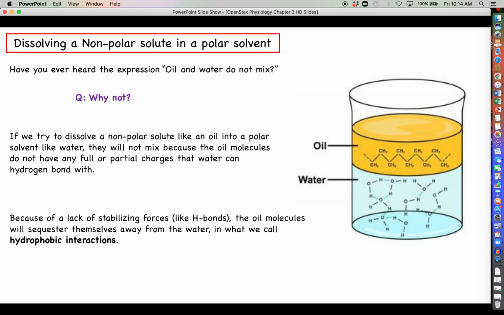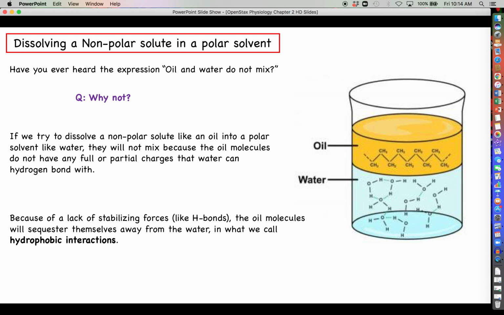So ultimately, the reason why oil and water do not mix is because there is a lack of stabilizing forces. We cannot form any hydrogen bonds, so the oil molecules will sequester themselves as far away from the water as they possibly can. And there is actually a formal and very important name for this type of interaction. This is called a hydrophobic interaction. And this is something that goes beyond just trying to mix oil and water together. Hydrophobic interactions form the basis for a lot of important molecular processes, and we are going to see an important example of that later on when we talk about how proteins fold.